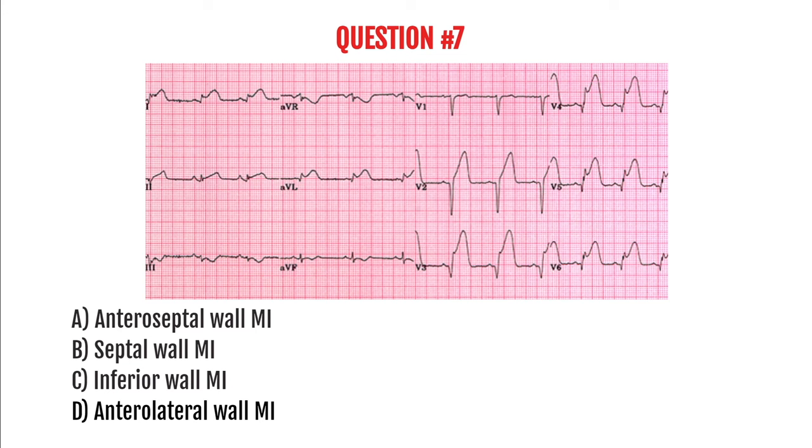And last but not least, we're going to look at our other lateral friends. Those are 1 and AVL. And we do see some ST elevation here as well. So let's put our ST elevations together here. We have an anterolateral wall MI.